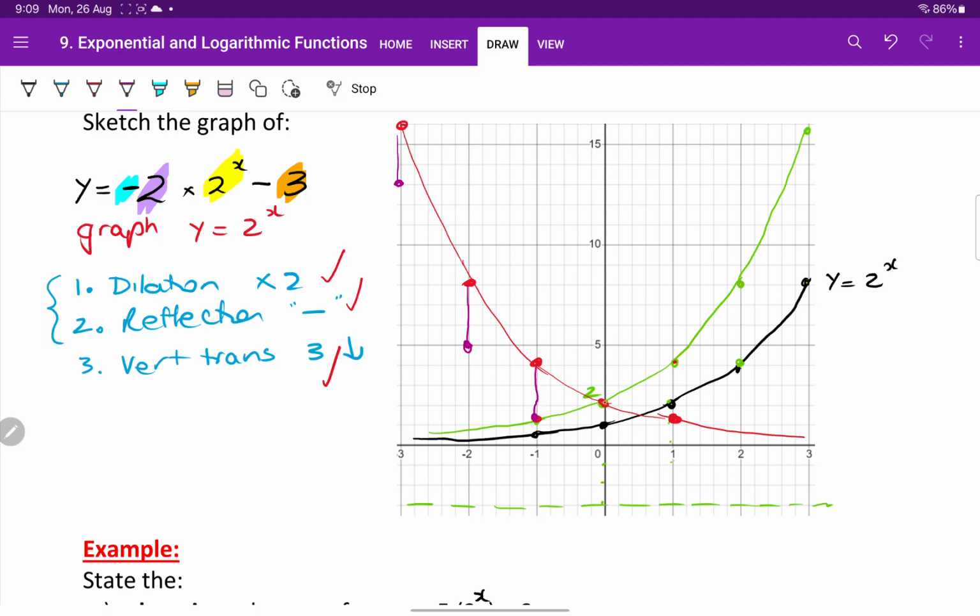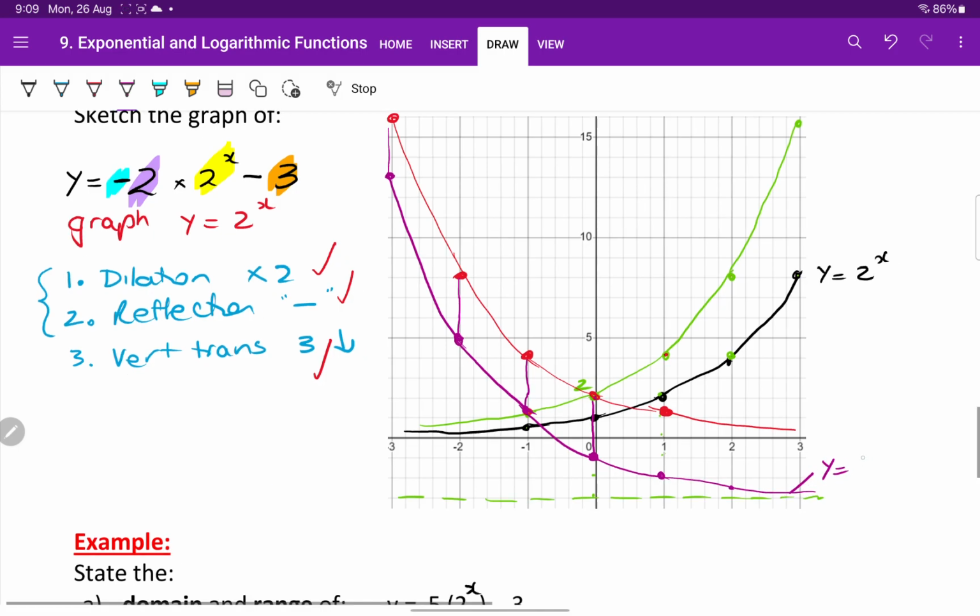1, 2, 3. 2 down 3 will take me to -1. 2, that will take me down one more, and so on. So here we go. If I join those dots after I've done my vertical translation, here's my final function. There you go. And there we have it. Y equals -2 times 2 to the x minus 3.